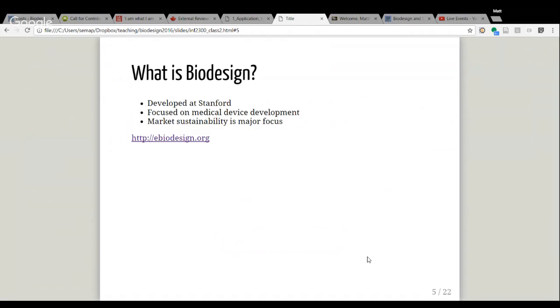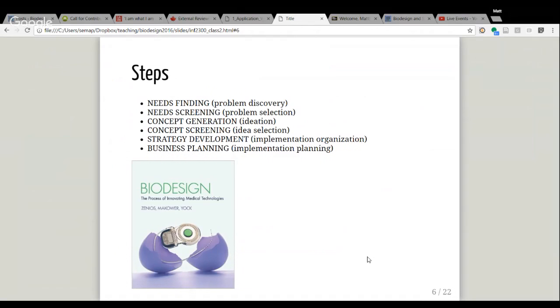So first, just as a reminder, biodesign was developed at Stanford, is focused on medical device development, and incorporates a rather substantial amount of work on implementation, specifically focused often on market sustainability. There's a website that is supplementary to the textbook, which is also available. That website is ebiodesign.org.